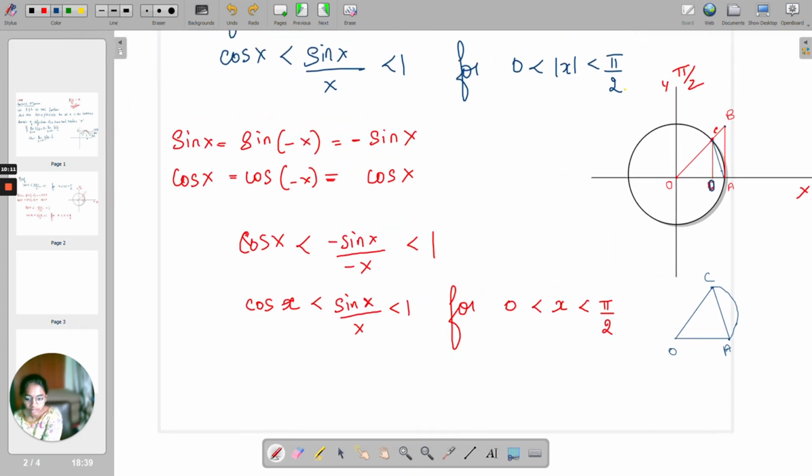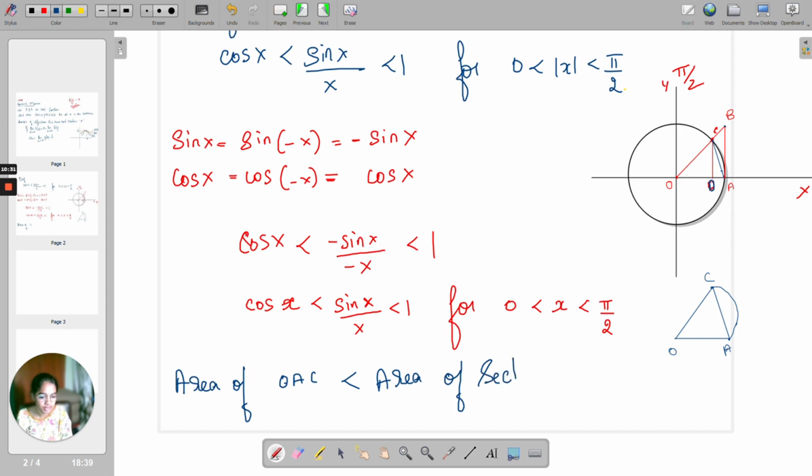So what did I say? Area of OAC is less than area of the sector OAC. This is less than the area of the triangle OBA. Right. So at O, let me take an angle, say x.